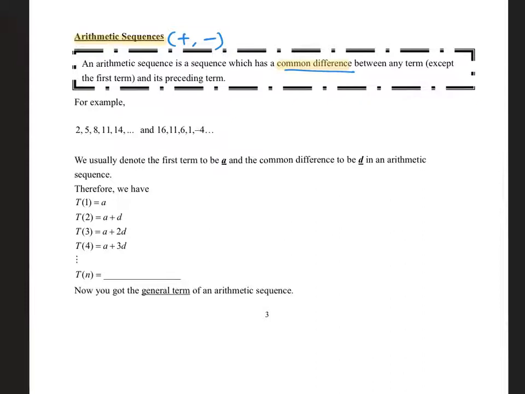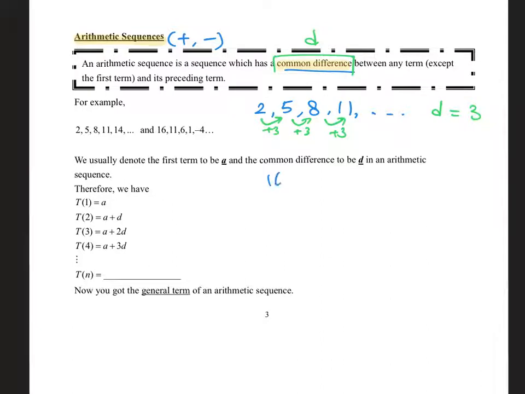For example, like the one on the notes, you have 2 plus 3, you have 5, plus 3, you have 8, plus 3, you have 11, etc. Can you see that in order to get the next term, you continue to do addition, plus 3, plus 3, plus 3? This is called arithmetic sequence because you're using addition. And for the common difference, normally we use the letter d. d will be the value of 3 because you're adding 3.